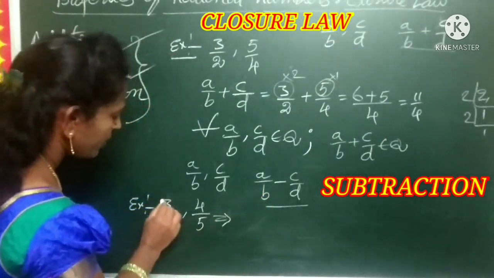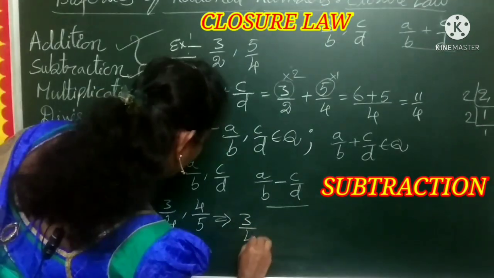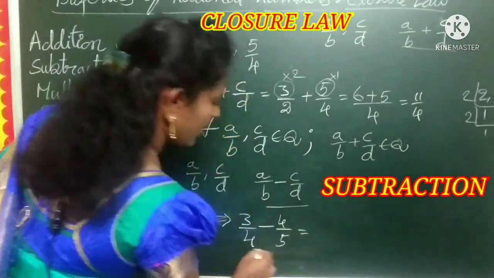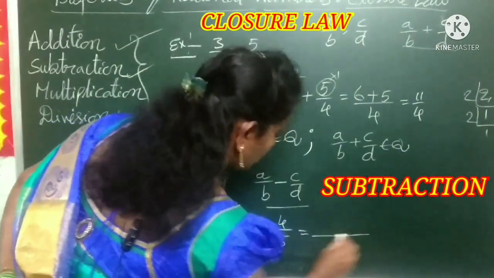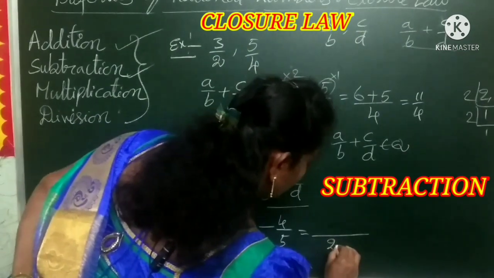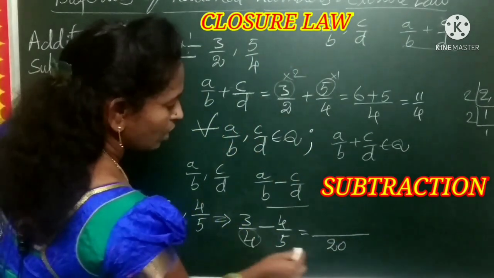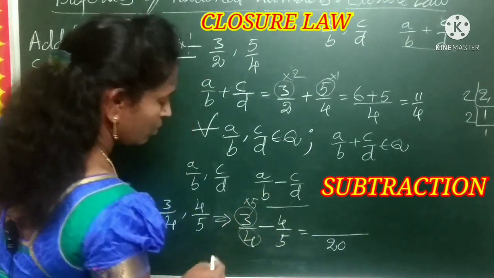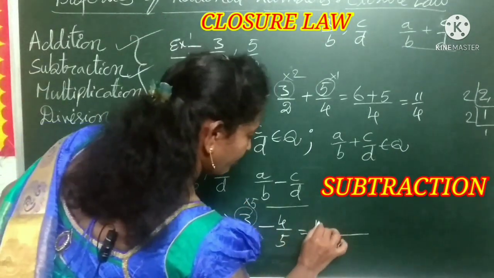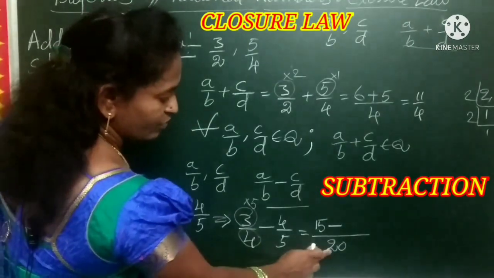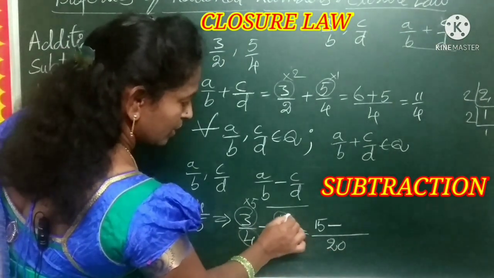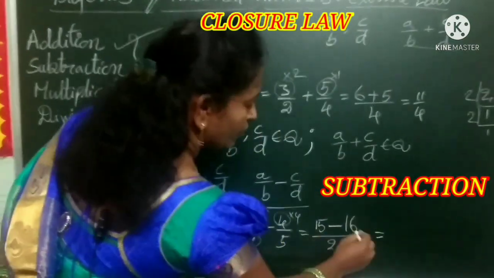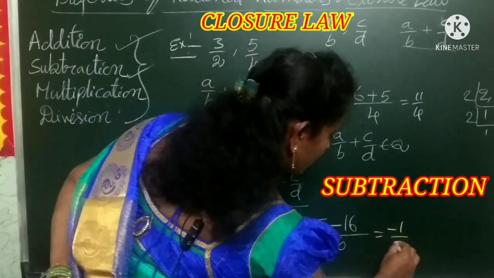a by b means 3 by 4 minus 4 by 5. Here also the denominators are different, with no common divisor. 4 fives are 20, so 20 is their LCM. 4 is 5 times in 20, so 5 is multiplied with the numerator 3. 3 fives are 15, minus 5 is 4 times in 20, so 4 is multiplied with the numerator 4. 4 fours are 16. That is equal to 15 minus 16, which is minus 1 by 20.